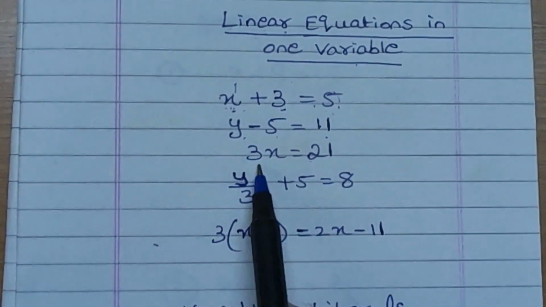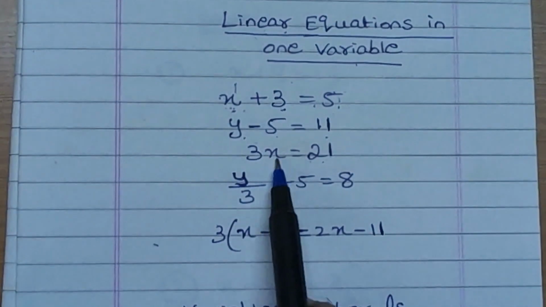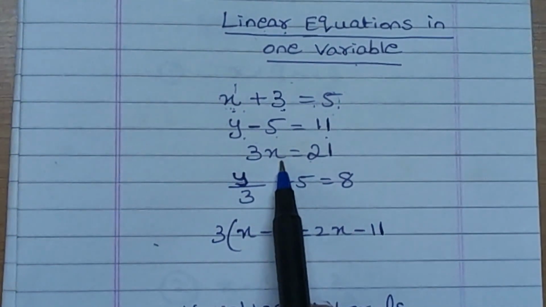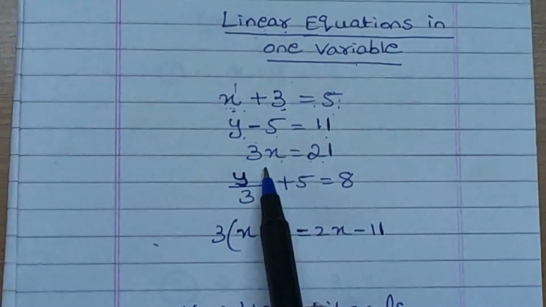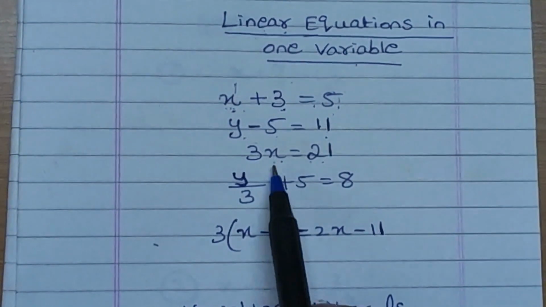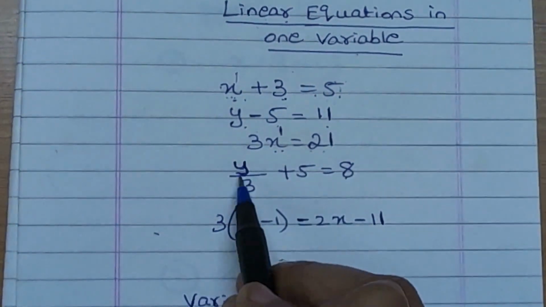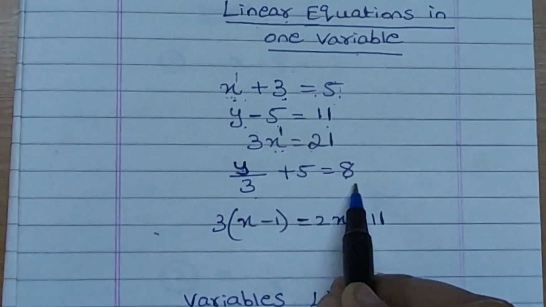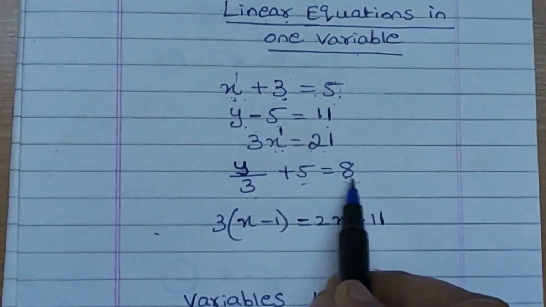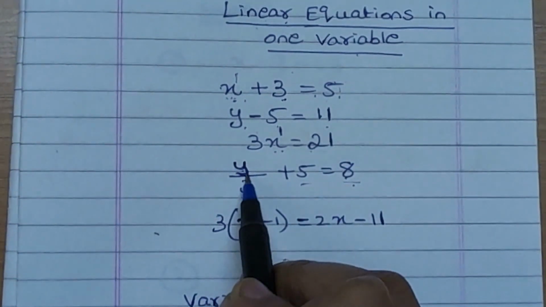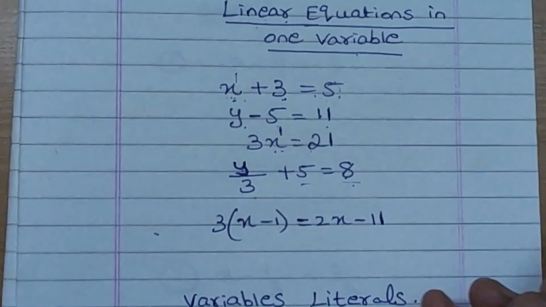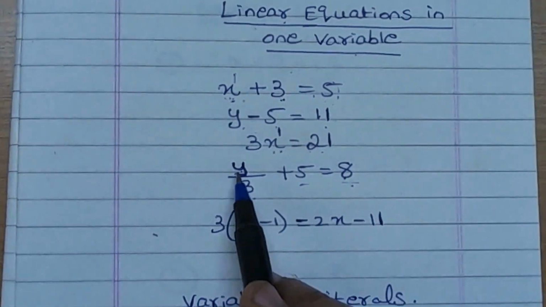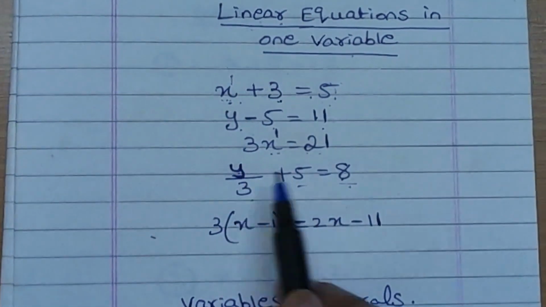Now coming to third equation, 3x equal to 21. Here again only one variable x is there and power of x is 1. So this is a linear equation in one variable. In this equation, y by 3 plus 5 equal to 8. Again these are numbers and y is the only variable. You can have any letters as variables, x, y, z, any letters you can have as variable. So this is a linear equation in y.